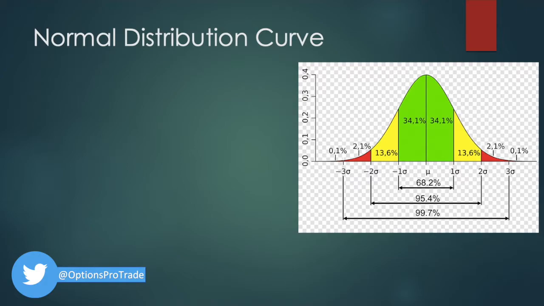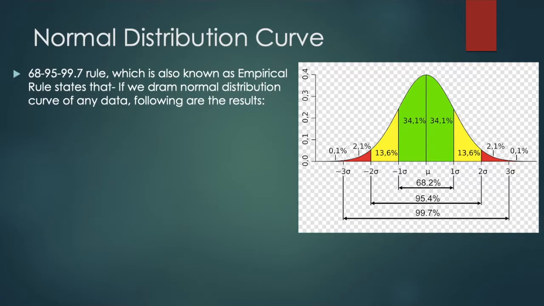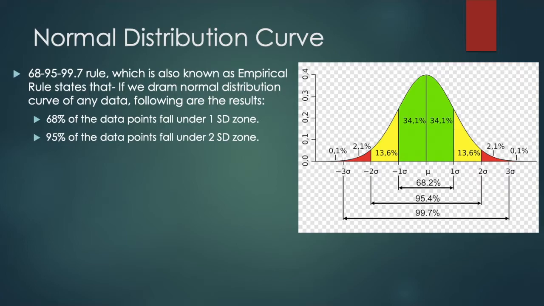We may not go into much mathematical detail, but to understand our strangle concept, you must be aware of the 68-95-99.7 rule. Those who are more interested can find this rule on Google. The rule says that for any particular event, when we plot occurrences against standard deviation, 68% of the data is within one standard deviation zone. This is the green zone. 95% of the data points fall under two standard deviation zone, that is green plus yellow zone, and 99.7% of data points fall under three standard deviation zone.